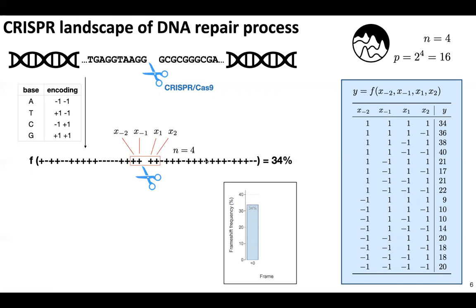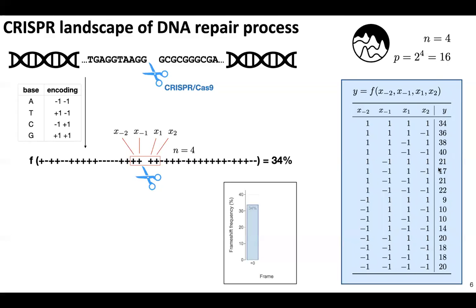And for each pattern, let's construct a CRISPR experiment where we are cutting the sequence in the middle, find the zero frame shift value for that experiment, and put it in the table on the right. So what we really call a CRISPR landscape or a DNA repair landscape is the vector on the right in this table.